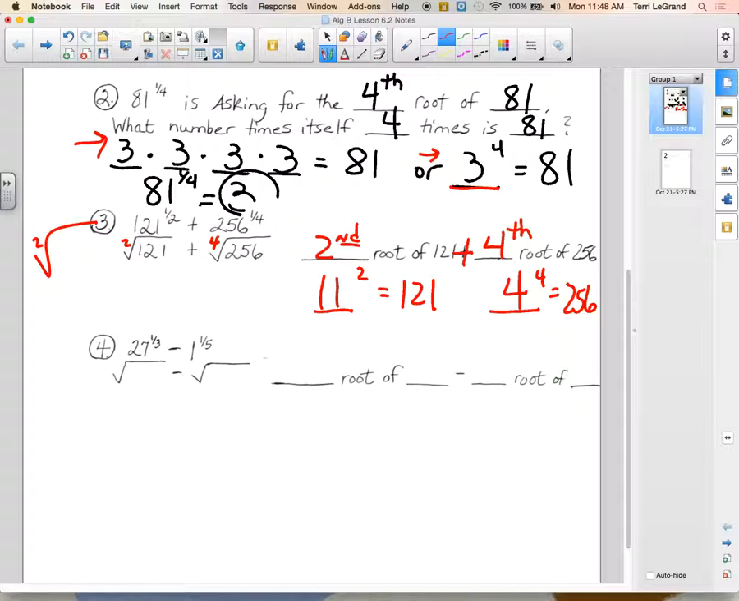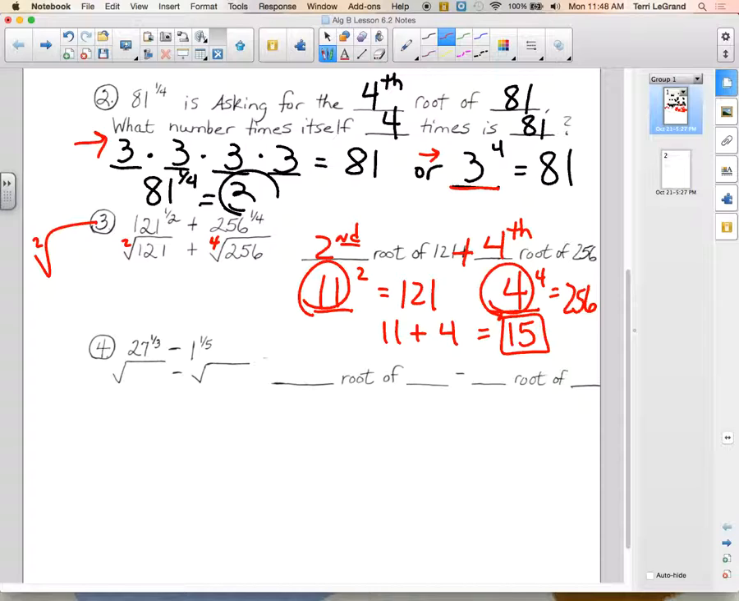So now what we just found, we found the second root of 121. We found the fourth root of 256. So we're going to add those together and say that the final answer is what? 15. Here's our final answer, 15.